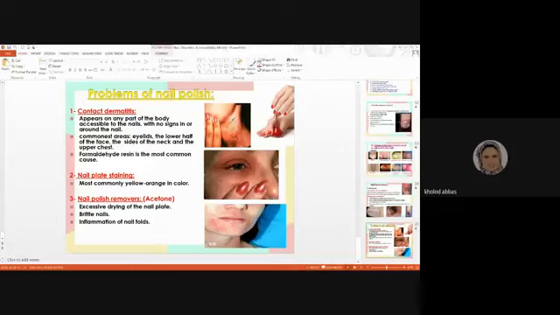Our fourth section was nails associated with systemic disorders. As an example, Beau's lines, meaning some nail findings: Beau's lines, leukonychia and koilonychia. Other problems associated with the nail was nail discoloration. And finally, we had an idea about the benign and malignant tumors that can affect the nail unit. Okay, till here we end our lecture today.